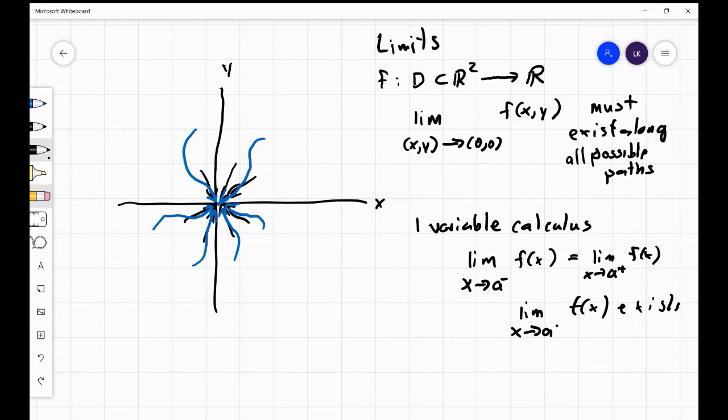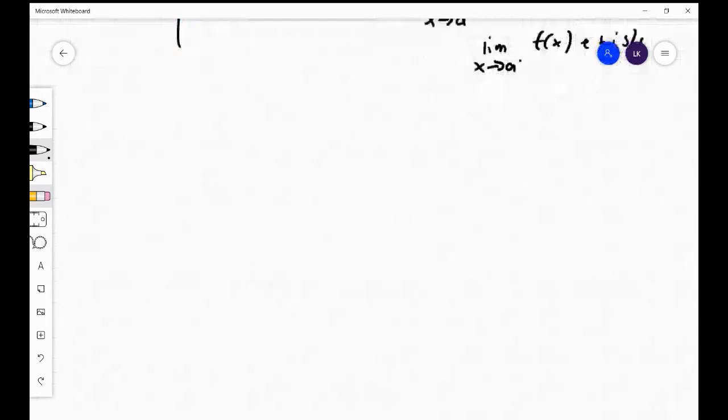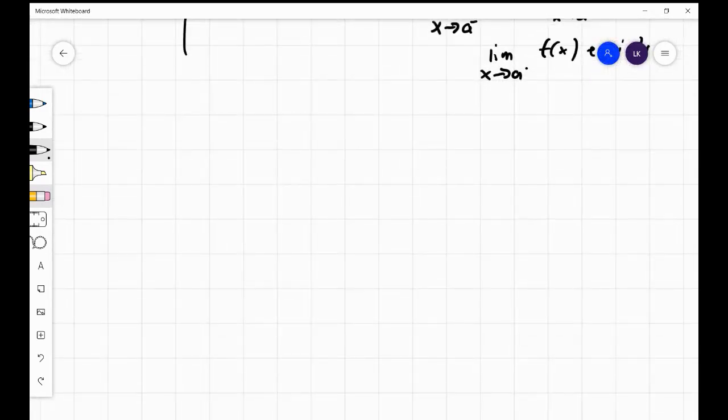So let's look at some examples that should be beneficial to both classes. Okay. So let's look at the limit as points in the plane approach the origin of this function.